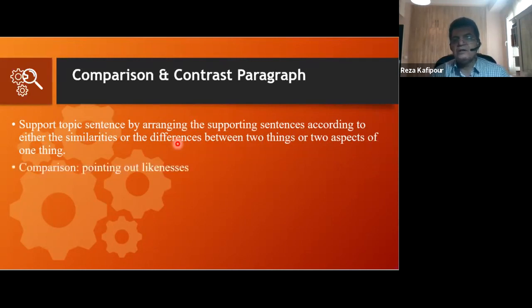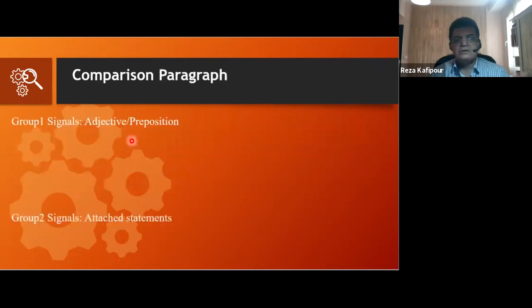But in English, we should be aware of the differences when we say comparison and when we say contrast. When we are talking about comparison, it means pointing out likenesses or similarities. But when we say contrast, it means we are pointing out differences between two things. Now, let's discuss different signals we have for writing a paragraph of comparison first. Then we'll switch to a paragraph of contrast.